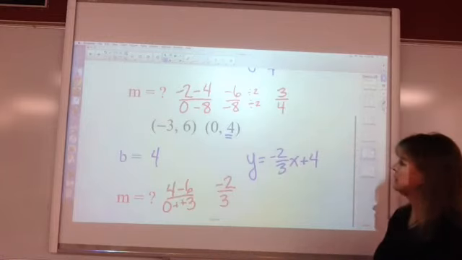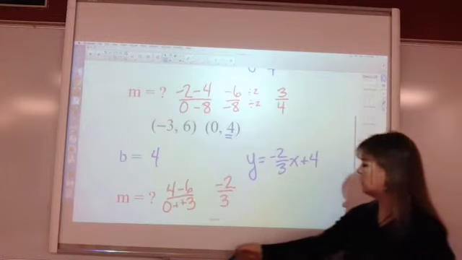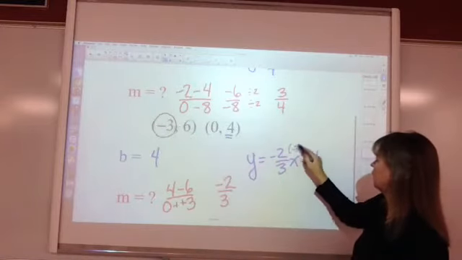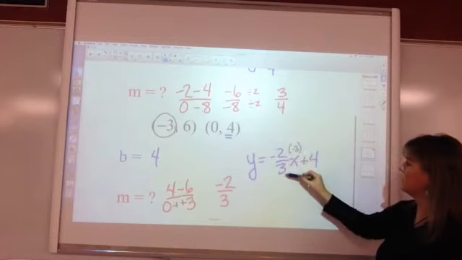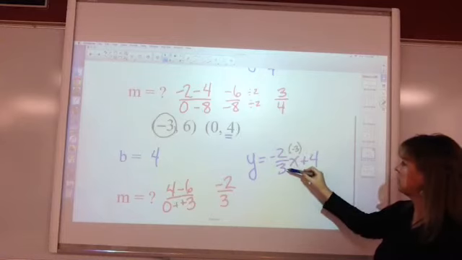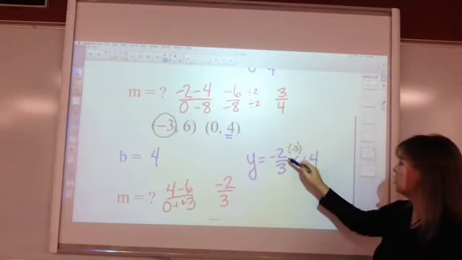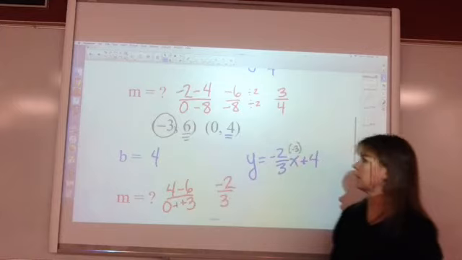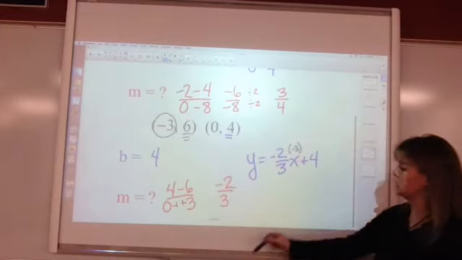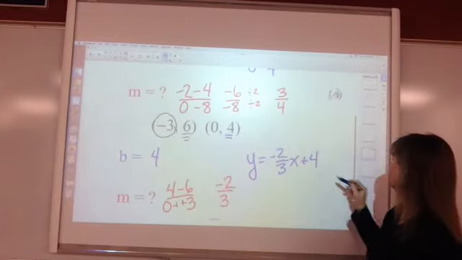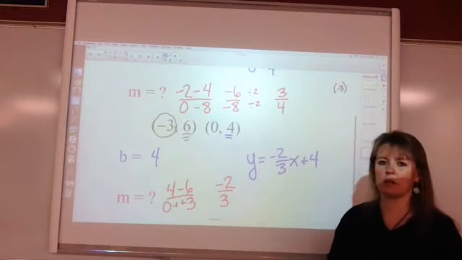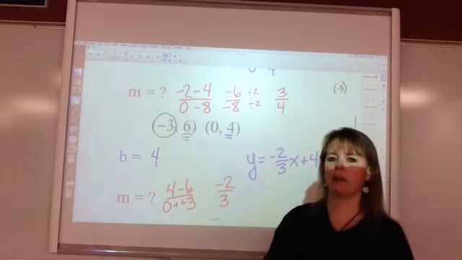That should be your final answer. You can check it by checking with me. You can also check it by plugging x in right here on a calculator. -2/3 times -3 is 2, and 2 plus 4 is 6. So you can check your answer every time. When you're done with this, then you get to start the assignment. Show proof that your notes are done.